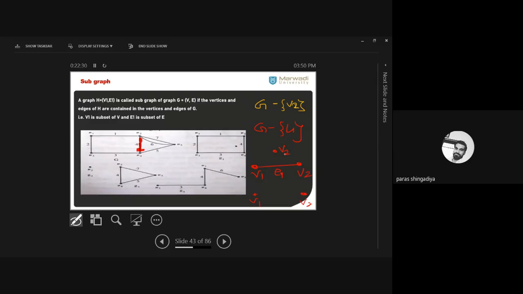But when we delete any vertex, whatever edges are connected to it also will be deleted. All the edges connected with the vertex will be automatically deleted. That will be removed. Clear? So is it clear to all? Any confusion? Any query?